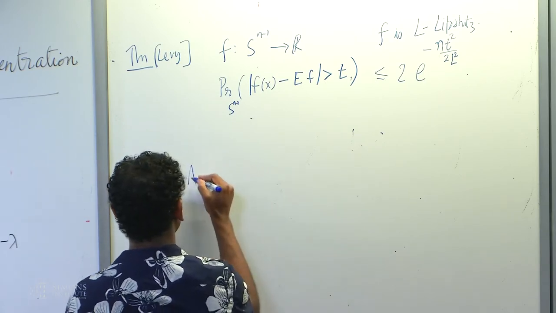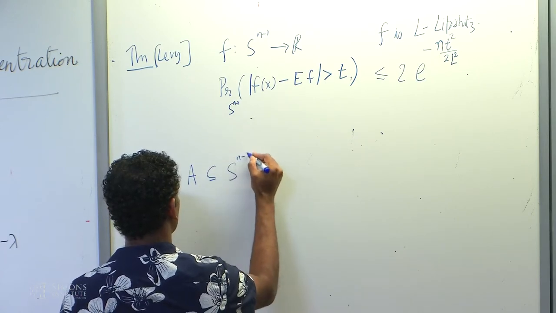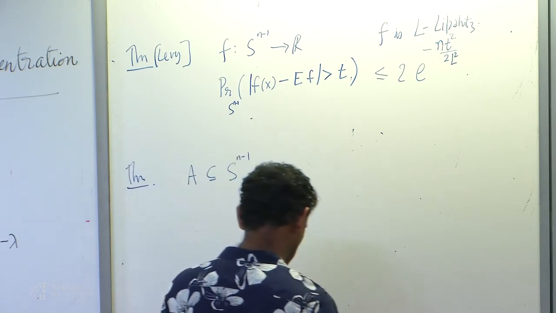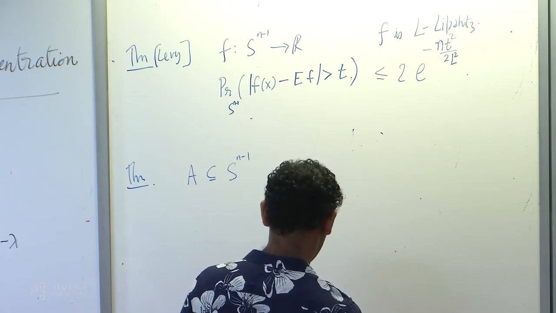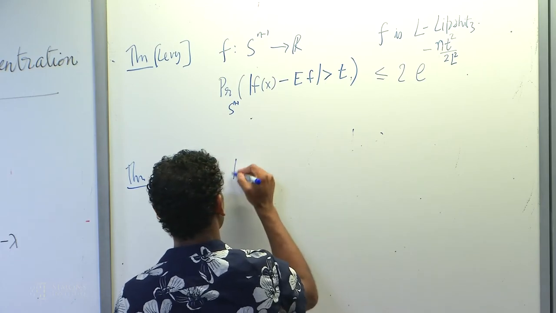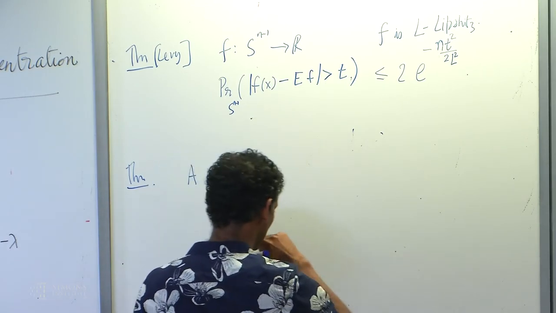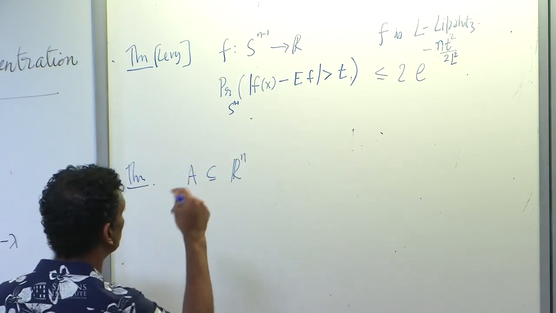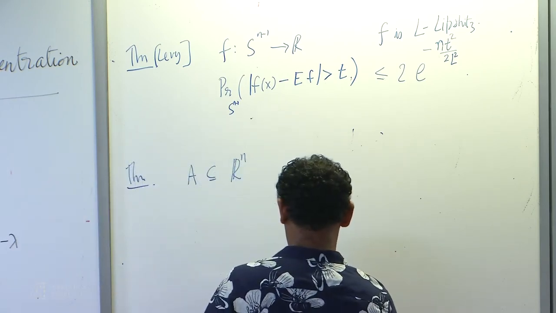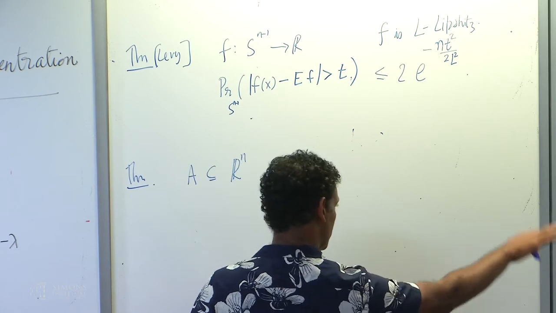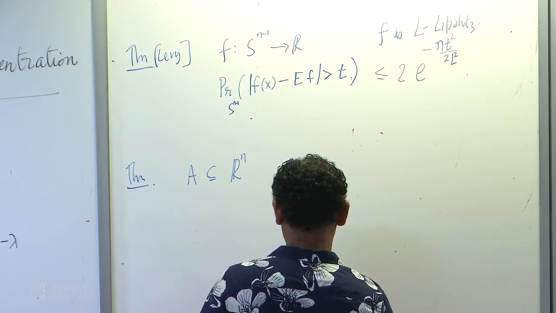Let me take any subset of the sphere again. Not the sphere, just R^n, sorry, excuse me. So that's what makes it a different version. So we'll prove a similar statement, not over uniform over the sphere, but over Gaussians. That's the version that will be more convenient to carry around with us later.